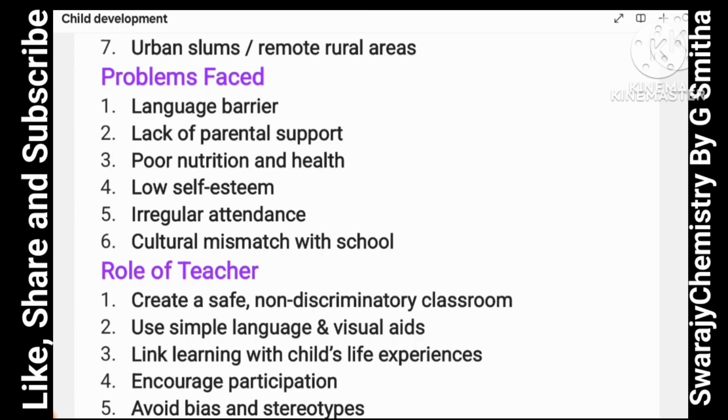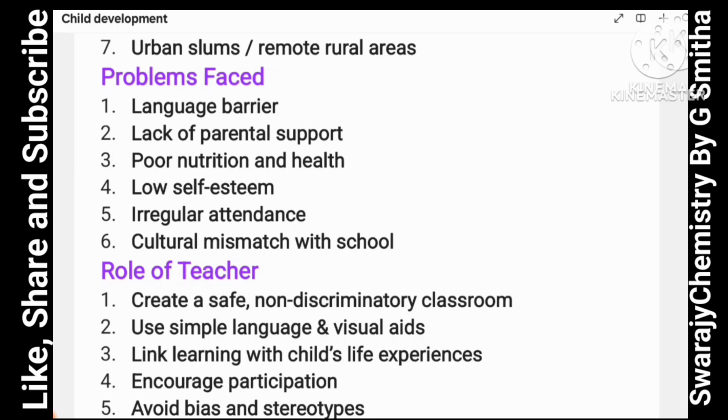The third one is poor nutrition and health. Due to poverty, children may not eat proper food. They fall sick often. They feel tired and sleepy in class. This affects their concentration and memory. The fourth one is low self-esteem. Because of poverty or discrimination, children may feel inferior. They feel they are not good enough. They are afraid of answering questions. Low confidence directly affects learning.